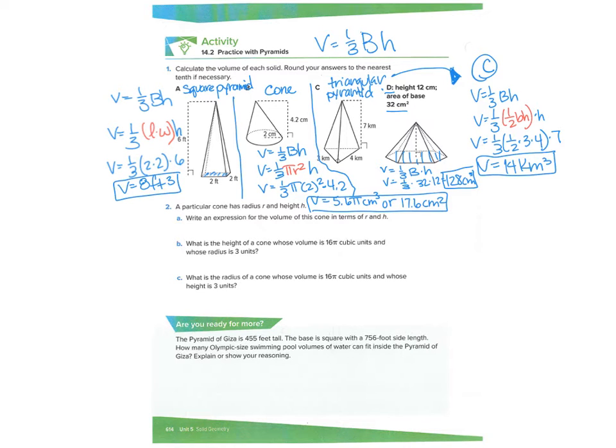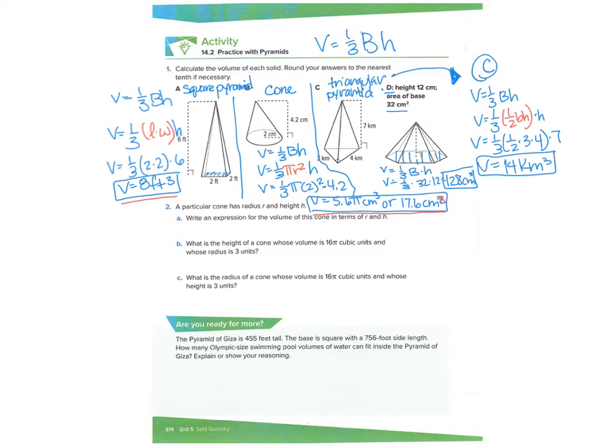Welcome back. So my 4 answers to these problems are listed above. Notice I had to write C out to the side. So for A, you should have got 8 feet cubed for that square pyramid. For B, you could write the volume of the cone as 5.6 pi centimeters cubed or 17.6 centimeters cubed, if you want to multiply by pi. For C, it's out to the side. It's 14 kilometers cubed. And then finally for D, it's 128 centimeters cubed.